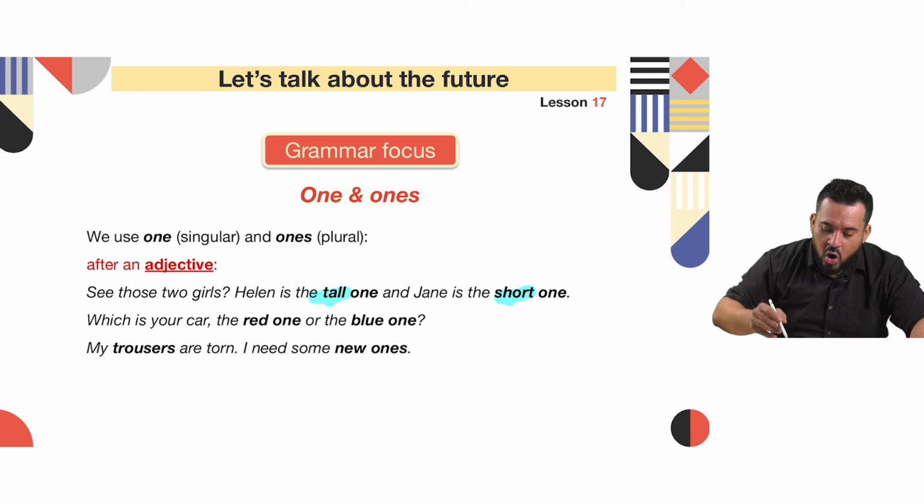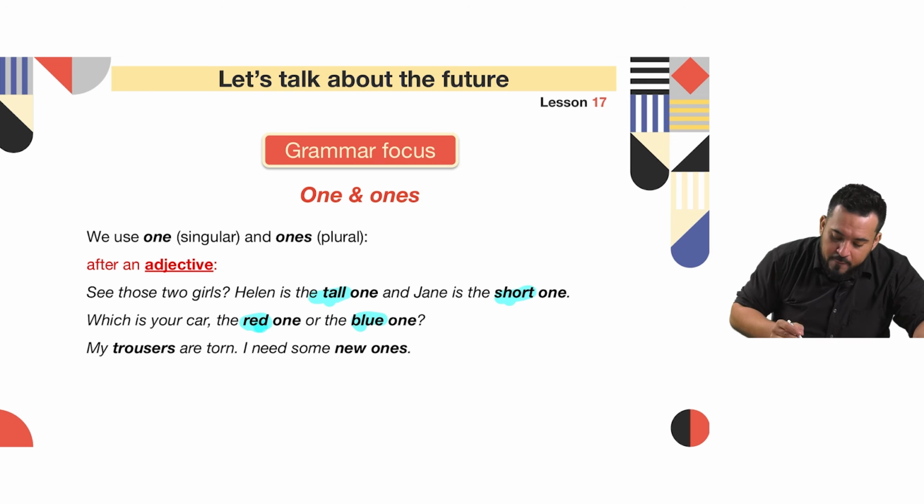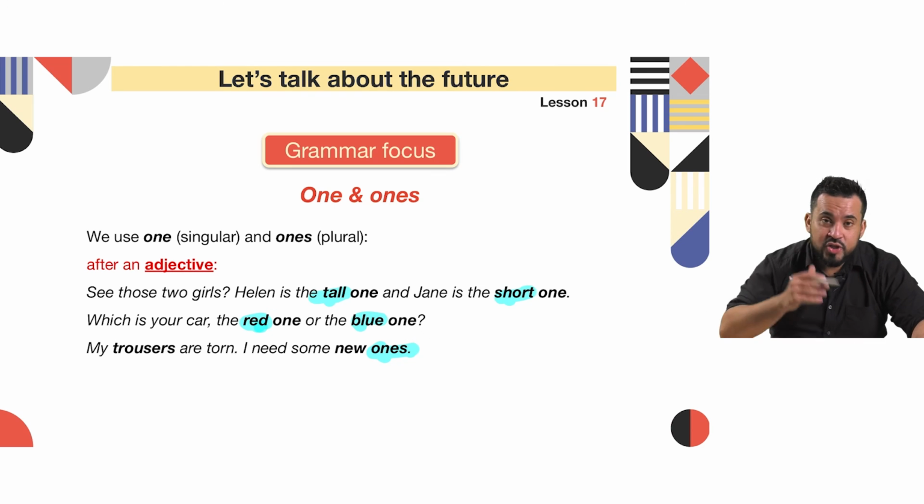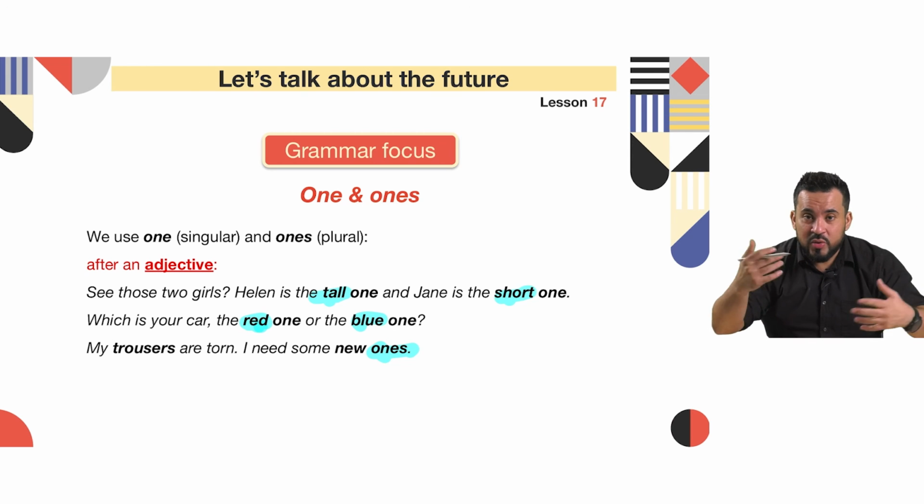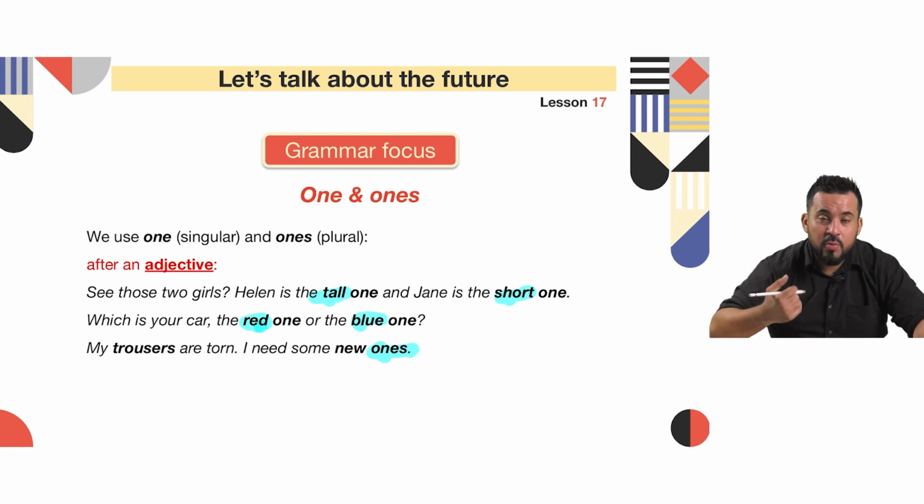Which is your car? The red one or the blue one? Again, adjective, and the adjective is the color. My trousers are torn. I need some new ones. Trousers means pants. We use plural with pants or trousers because they've got two legs. We normally say a pair of pants or a pair of trousers.